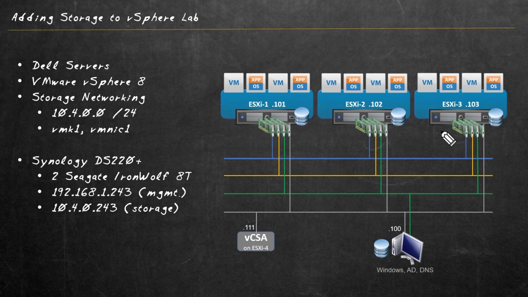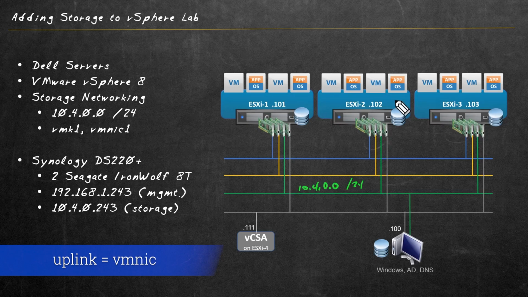However, for the network-based storage, I currently have a Synology DS220, and I'm about to add yet another one, and that's in a separate layer 2 broadcast domain. The address space I'm using for the storage is 10.4.0.0, and the last octet for each of the hosts is their same number here, 101, 102, 103 respectively. That is a 24-bit network, and I've got a dedicated network interface card on each of the ESXi hosts that connects to that 10.4.0 network.